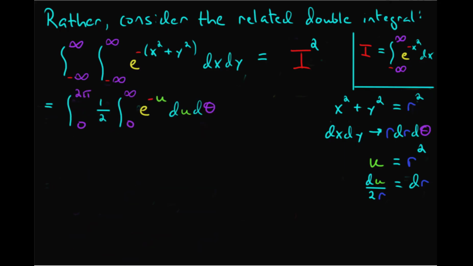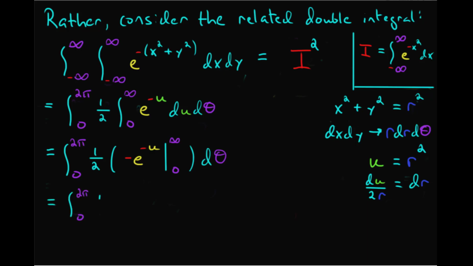And so now we can do this integration. This is going to be the integral from 0 to 2 pi of 1/2 times, tackling the inner integral first, negative e to the negative u, evaluated from 0 to infinity, close parenthesis d theta. So this will equal the integral from 0 to 2 pi of 1/2 times, open parenthesis, the limit as m approaches infinity of negative 1 over e to the m minus negative 1 over e to the 0.